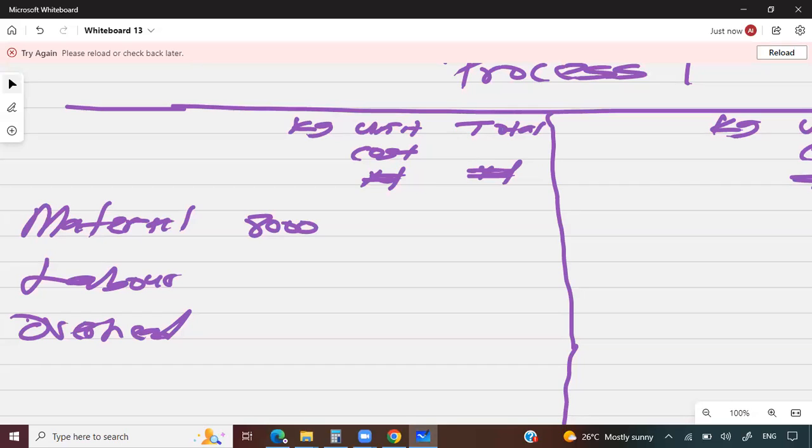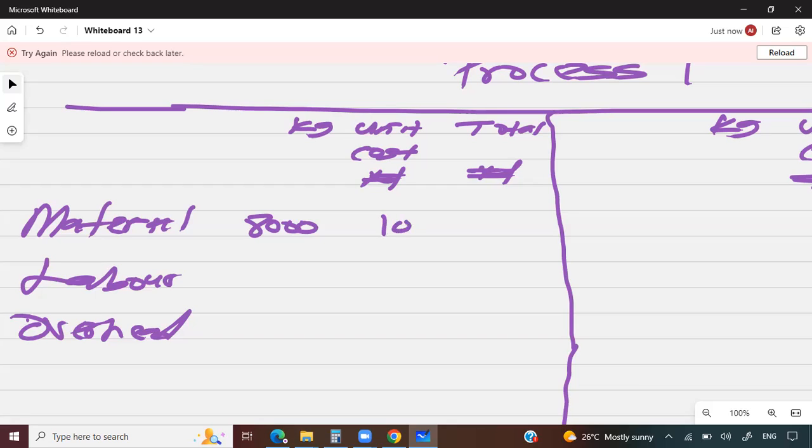In MI, please don't forget, there are some times that you'll be given in total. There are some times that you'll be given in units. So look at the question very well. Are you given in total? If you are given in total, then the examiner will ask you to calculate in units. And if you are given in units, that means you need to work with total.